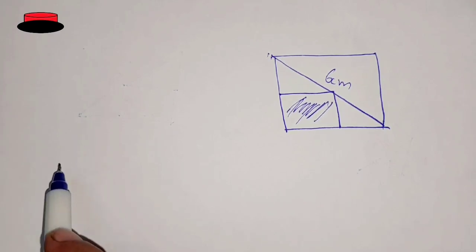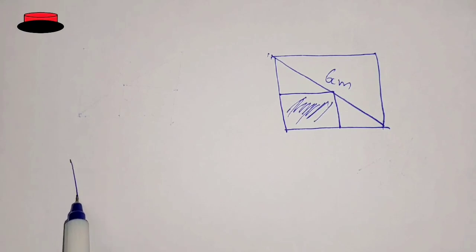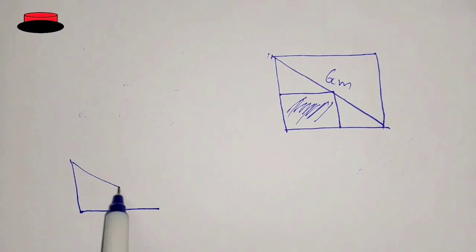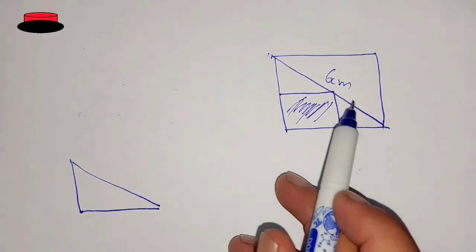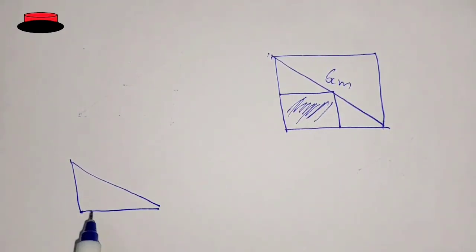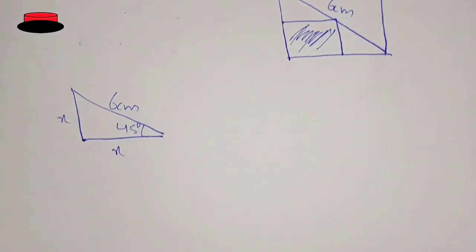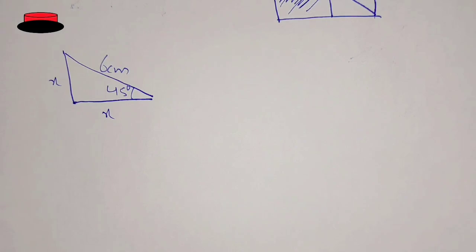Now, first of all, we are taking the right angle triangle. This is the right angle triangle from this square. Now this is 6 centimeters and the angle is 45 degrees and this side is unknown, so x and x here as well. Now first of all, finding out the two sides of this square.